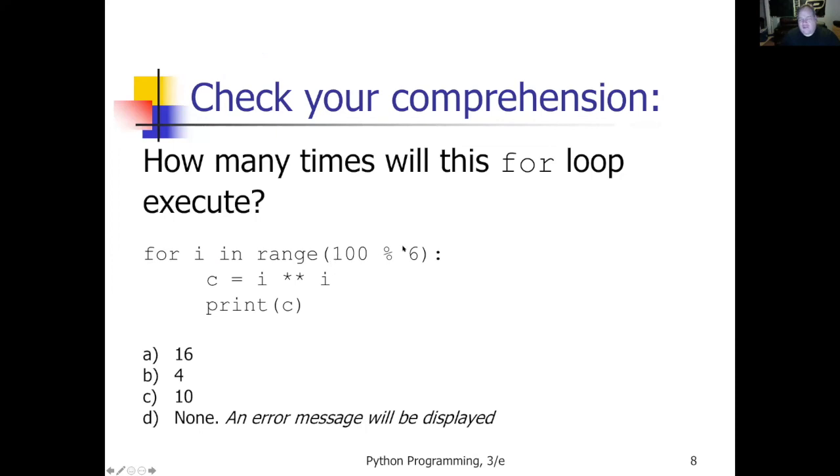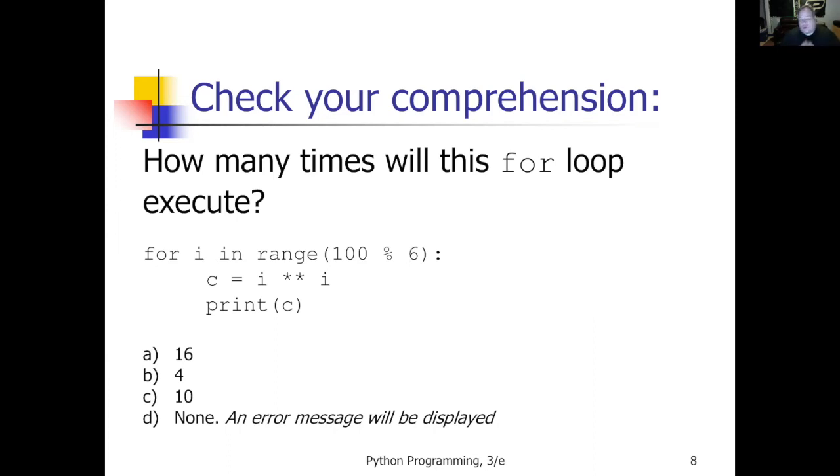So range 4, what's the first value for i? This is like i in range 4, right? So 0, so c equals 0 to the 0 power, print c. But this is not asking what gets printed, it's asking how many times this for loop will execute. Well, 4. It's going to execute 4 times. That's a pretty common type of question you might see on a quiz or something.